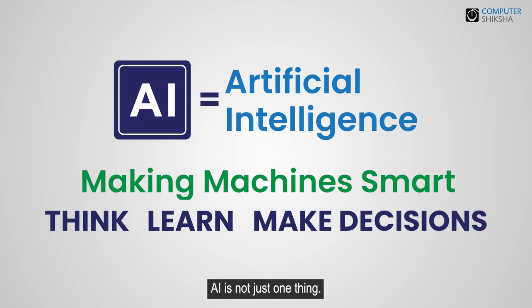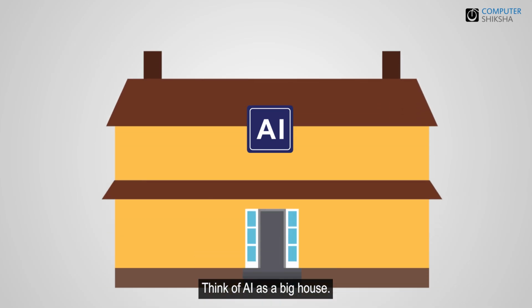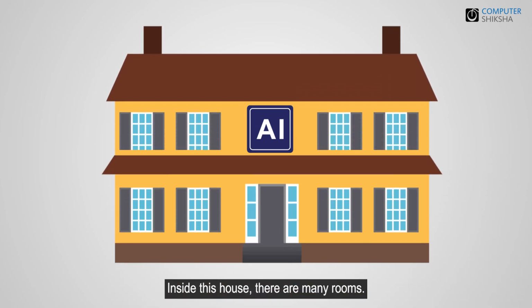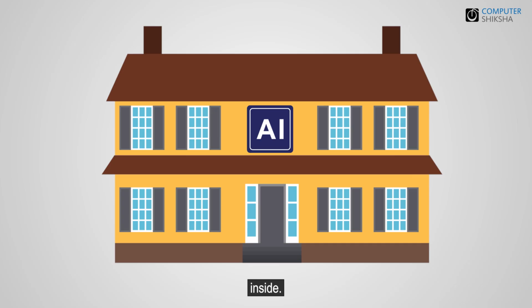AI is not just one thing. Think of AI as a big house. Inside this house, there are many rooms. Each room has something different happening. Machines in this house can do many smart activities. Let's open the doors and take a look inside.